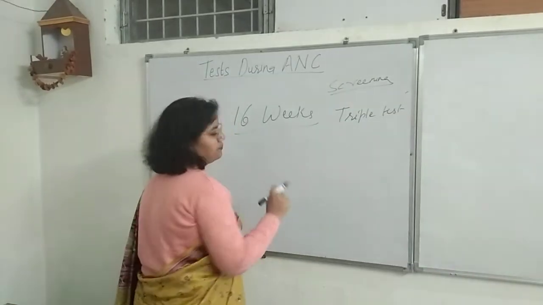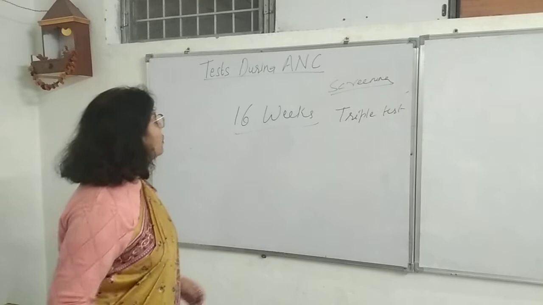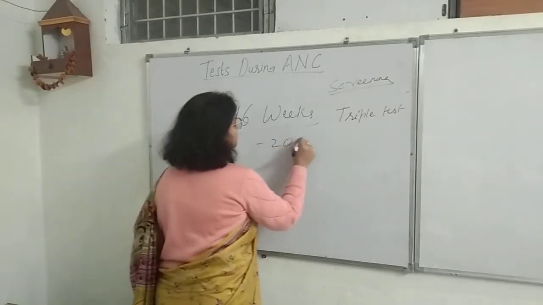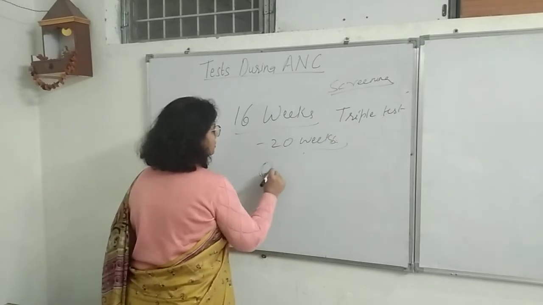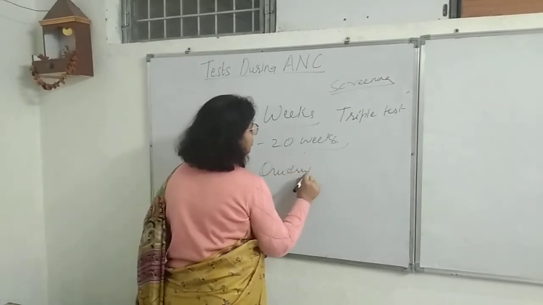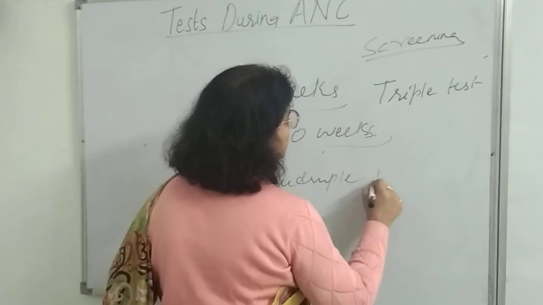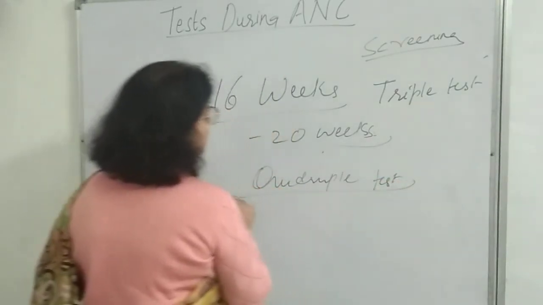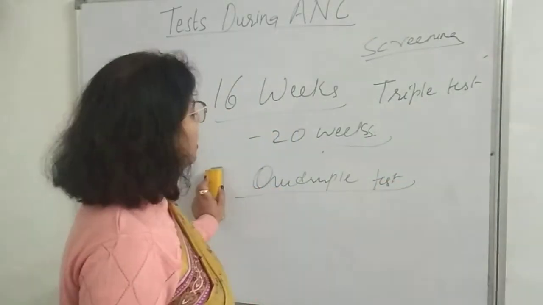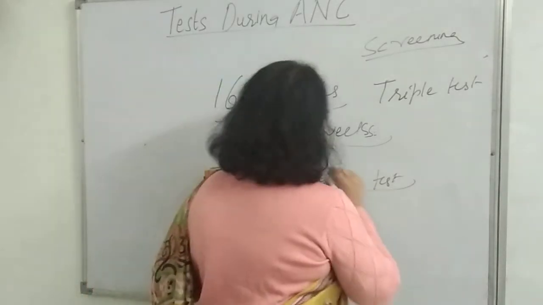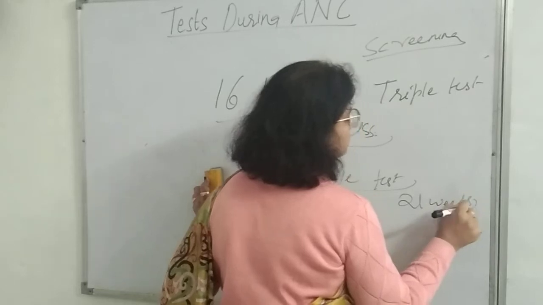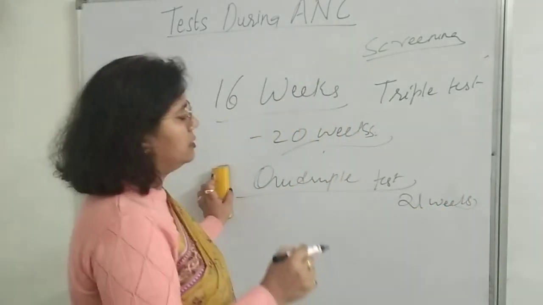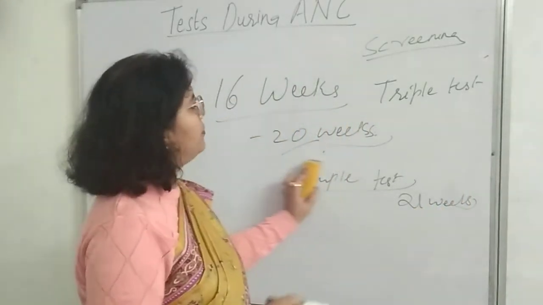This triple test from 16 to 20 weeks of duration is done. Nowadays quadruple test is also done. Detail of this triple test and quadruple test I will be dealing in respective lectures. This can be done till more than 20 weeks. Up to 21 weeks we can do this. The sensitivity is a little higher as compared to triple test.